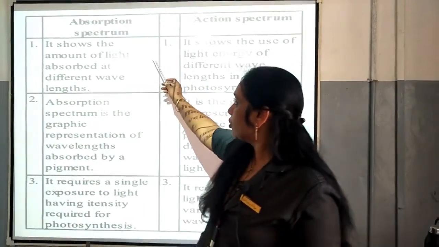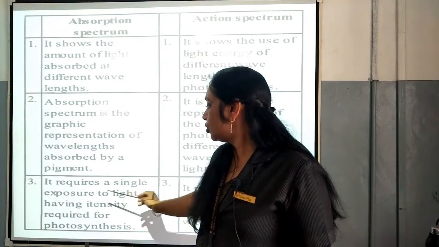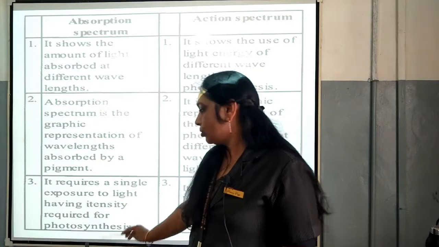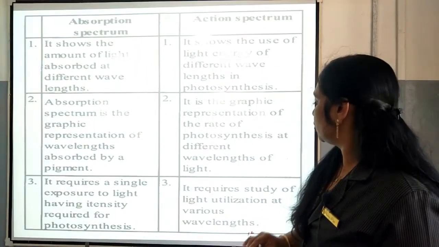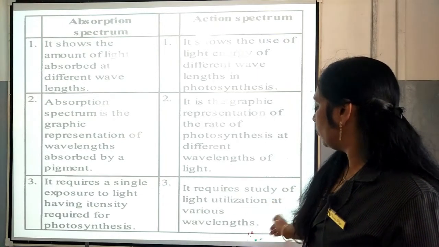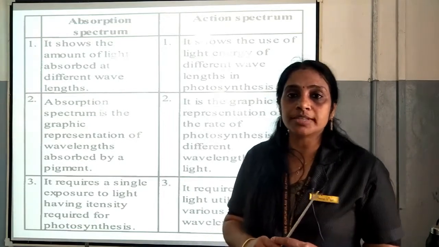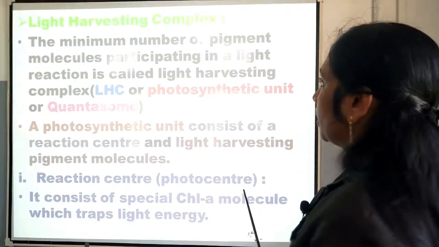Now here, in the case of absorption spectrum, it requires a single exposure to light having the intensity required for photosynthesis. In the case of action spectrum, it requires study of light utilization at various wavelengths. So that is the difference between absorption spectrum and action spectrum.